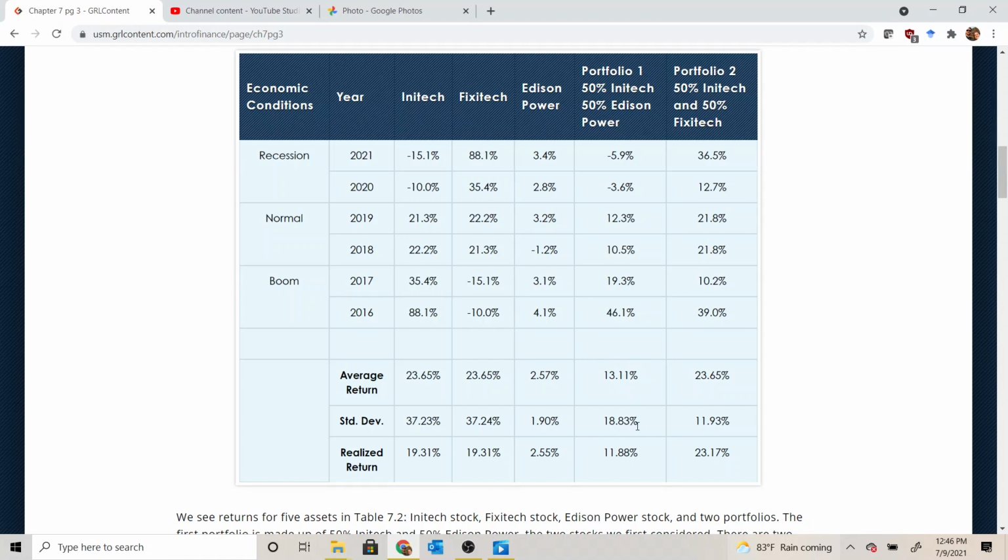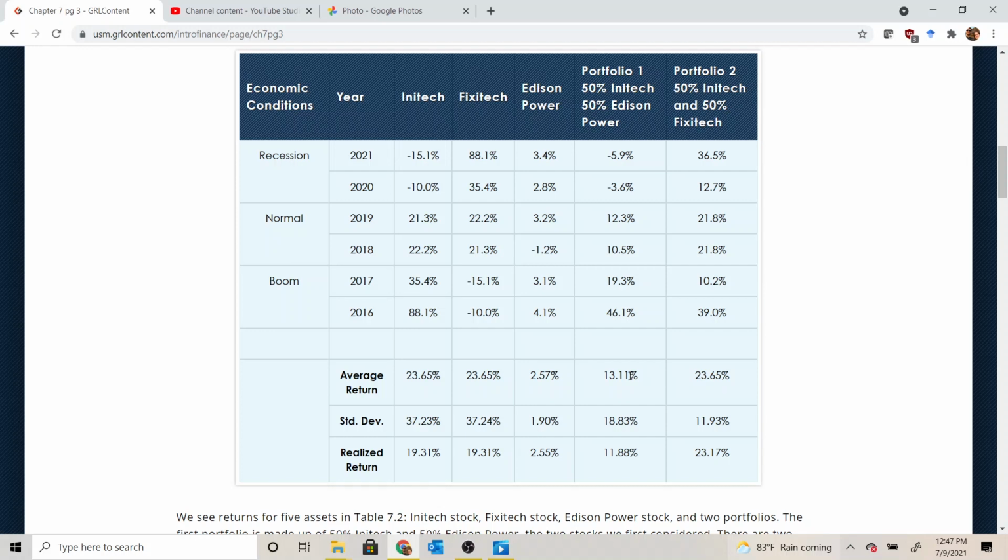Our risk looks kind of similar. If we look at the standard deviation of Edison Power, 1.9%, standard deviation of Initech at 37.23%, our risk of the portfolio is about halfway in between those, right? That's about 2% for Edison Power. It's almost 40% for Initech. And our risk on the portfolio, the standard deviation of the portfolio, is almost 20%. So kind of right in the middle between those two. And then the realized return, same deal, kind of in the middle. We'll worry less about this right now.